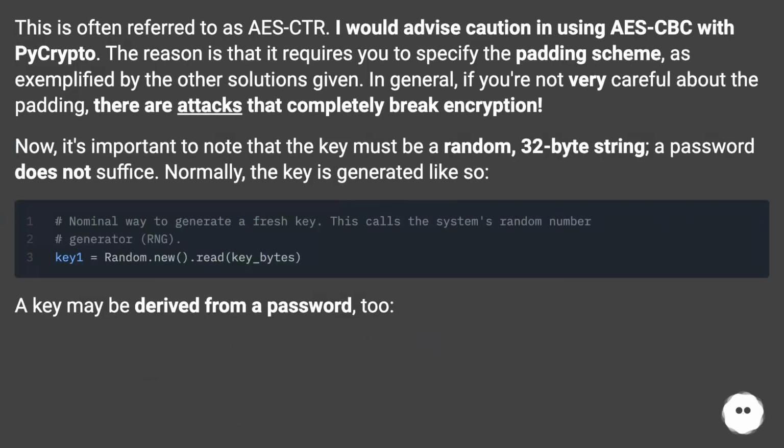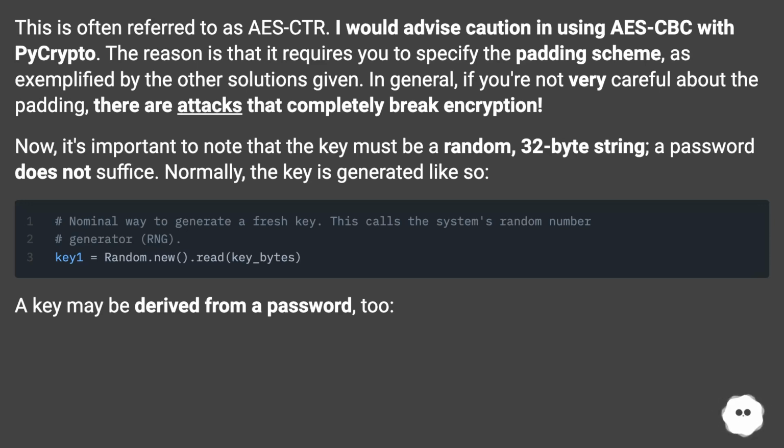This is often referred to as AES-CTR. I would advise caution in using AES-CBC with PyCrypto. The reason is that it requires you to specify the padding scheme, as exemplified by the other solutions given. In general, if you're not very careful about the padding, there are attacks that completely break encryption.